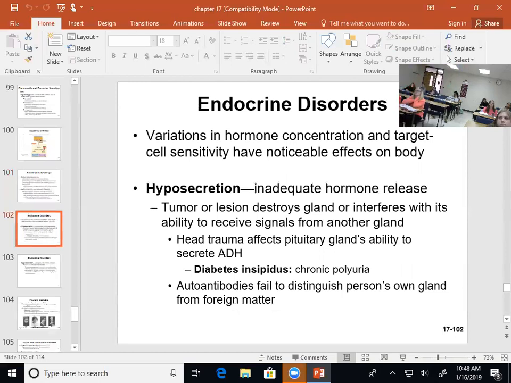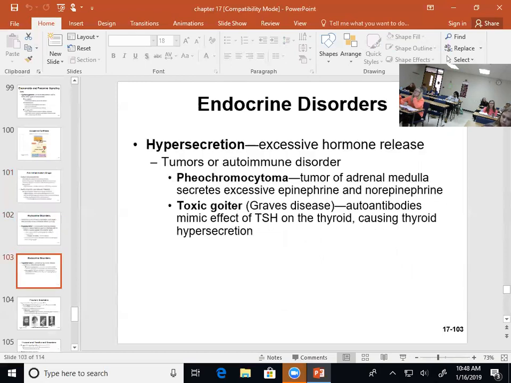When you think about disorders, you have to know for every disorder whether that's a hyposecretion or a hypersecretion. You need to know that, because if you don't know that, you wouldn't understand at all why they're being treated the way they are. Okay? So let's just say that right away. Diabetes insipidus causes polyuria.